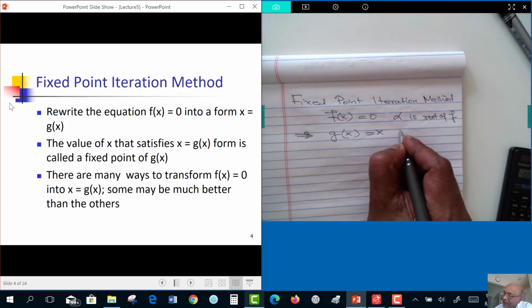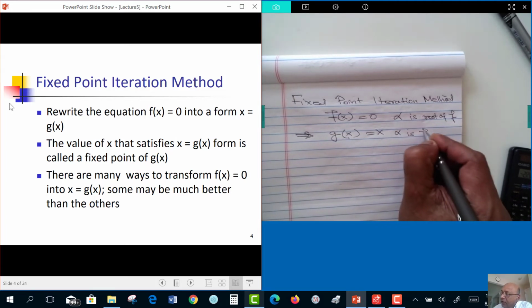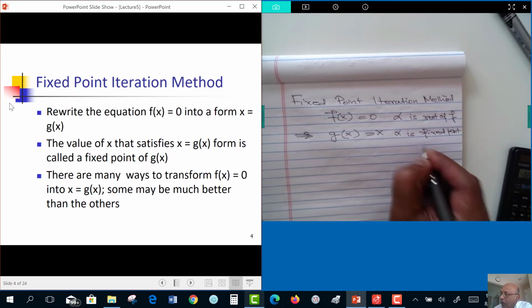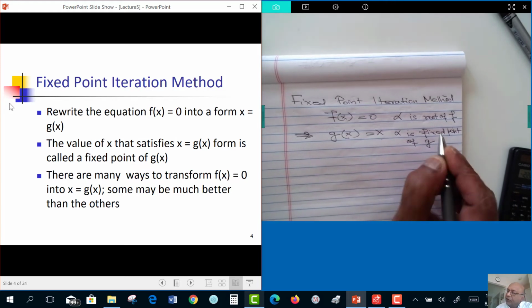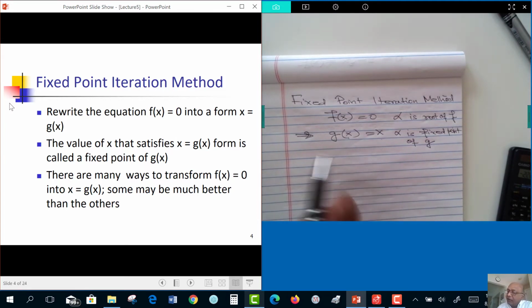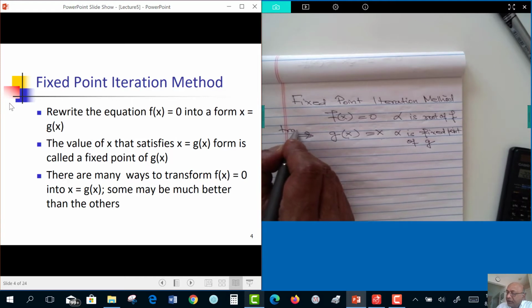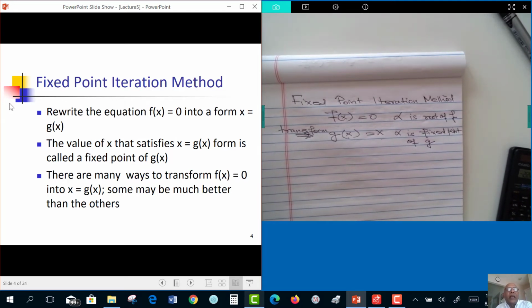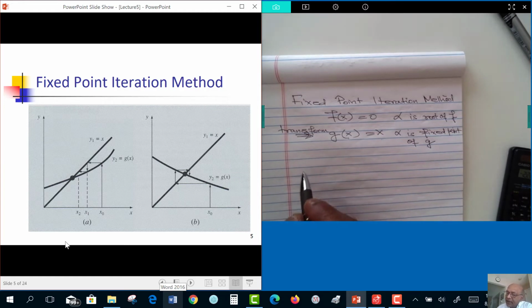Then what we do is we say alpha is fixed point of g. So instead of finding root of a function, we try to find therefore fixed point of a function g. Now, of course, there are many ways to do this transformation. And some ways may be much better than others. So let's see graphically how this method works.